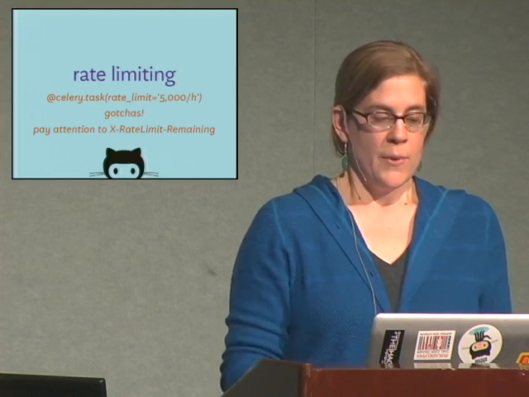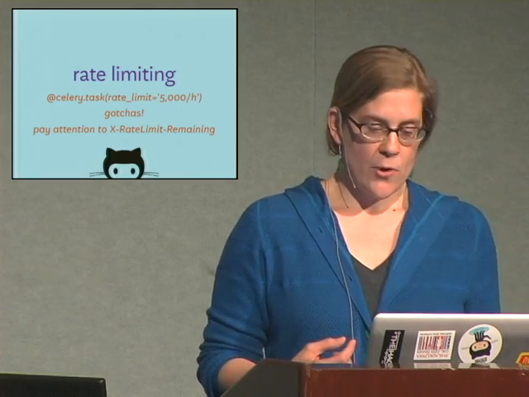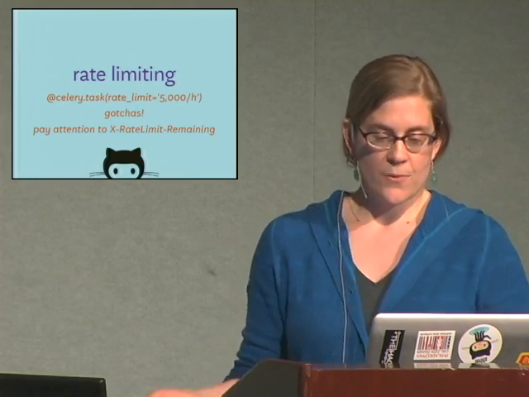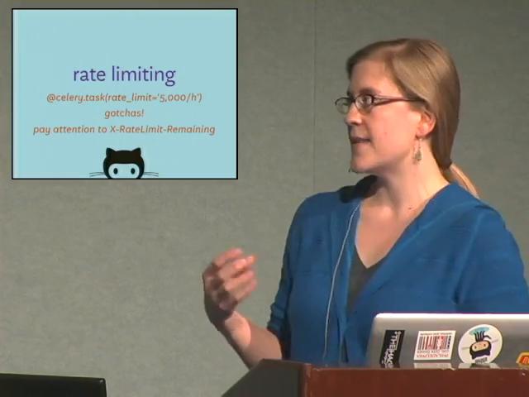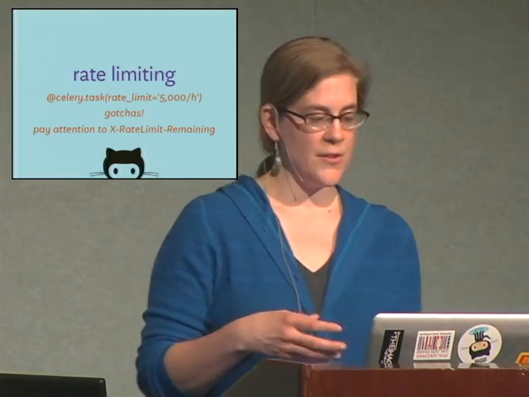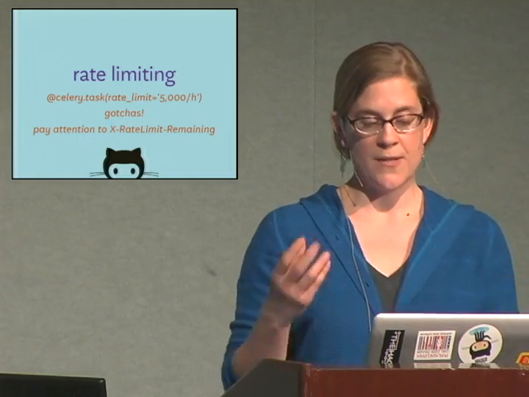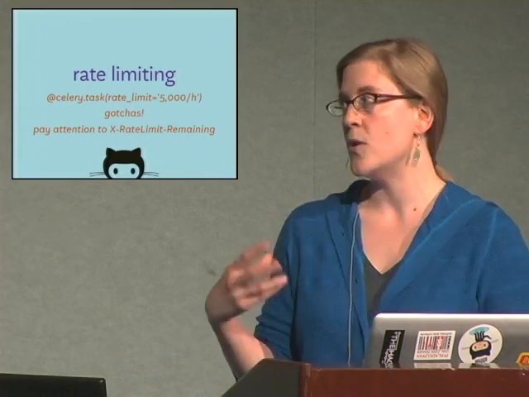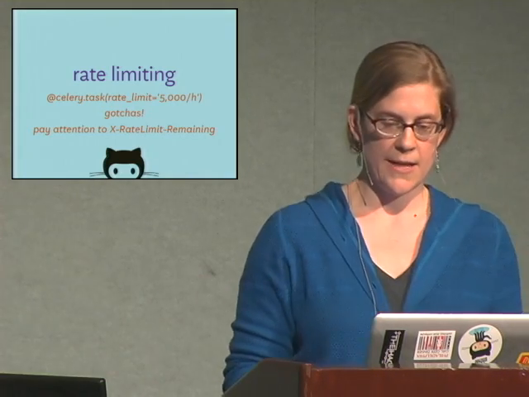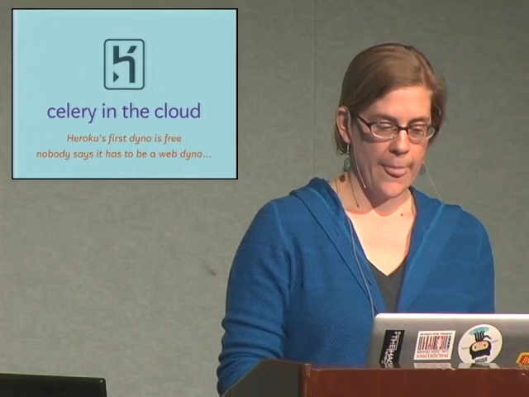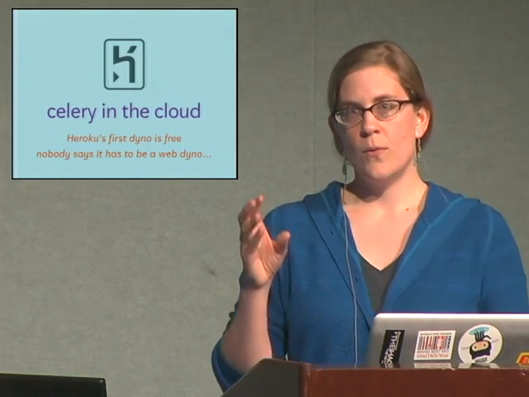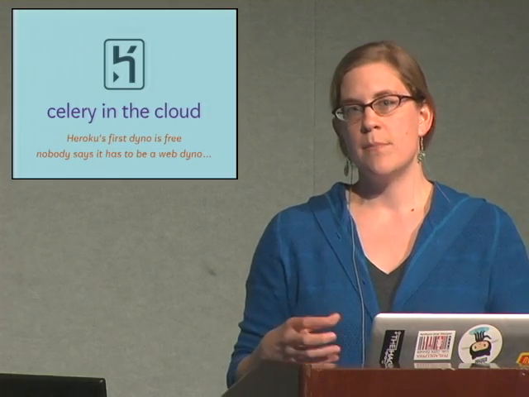So we would write the tasks that made the API request, set a rate limit, and we were off to the races. There were some things that we had to worry about here. Two tasks can't share the same rate limit, and the two Celery workers don't know about each other's rate limits, so we had to be careful there. So we were dealing with the same problems as before.